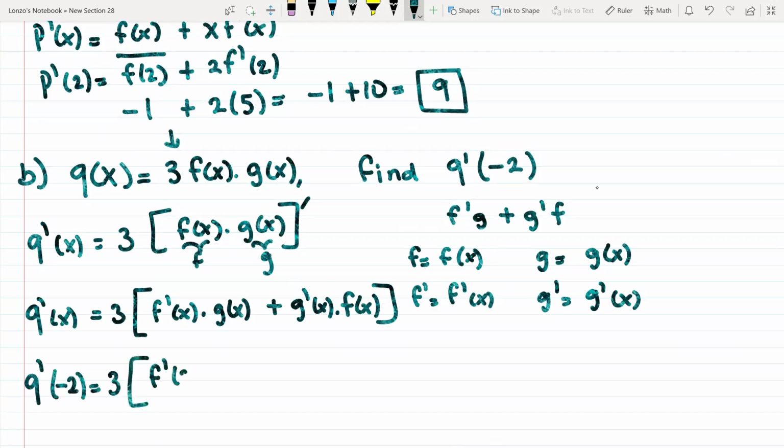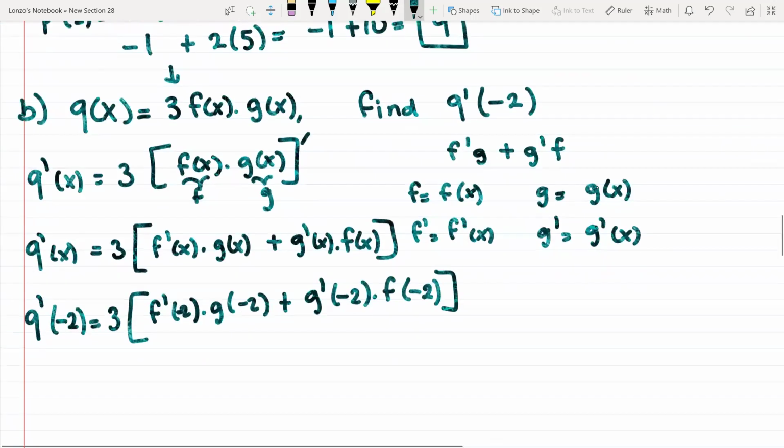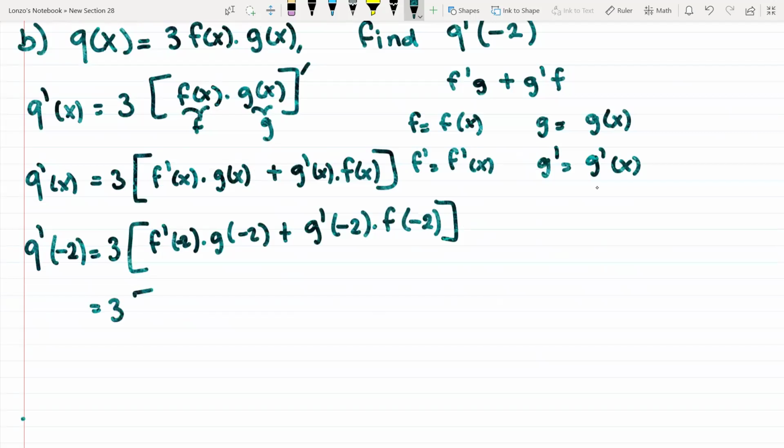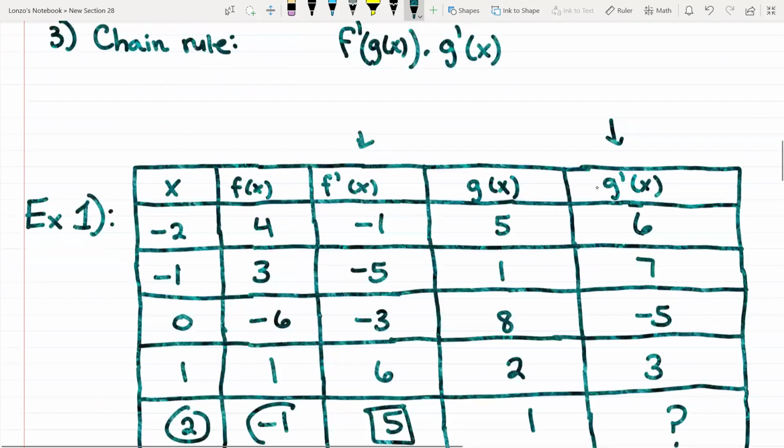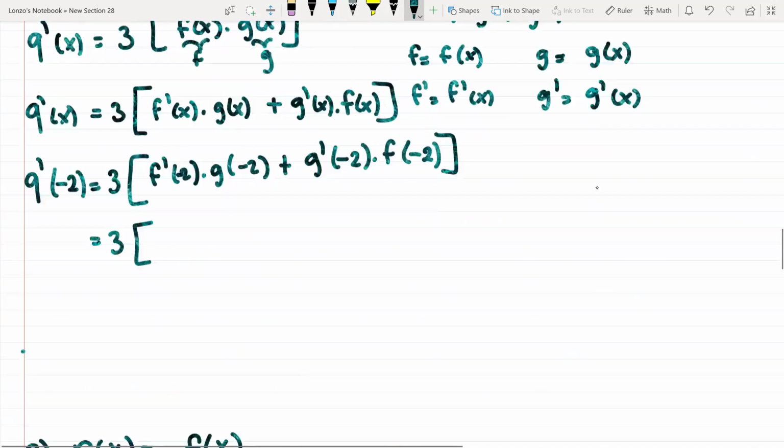F prime of 2 times g of, whoops, not positive 2, -2, right? G of -2 plus g prime of -2 times f of -2. So this is where we're going to need a chart. So what is f prime of -2? F prime of -2 is -1 times g prime of -2.